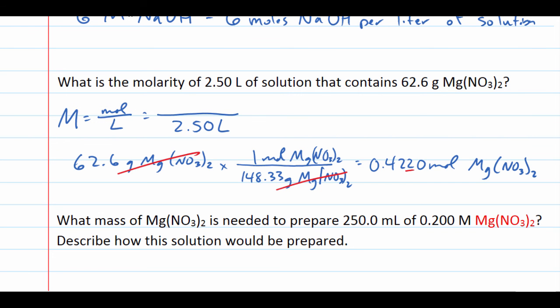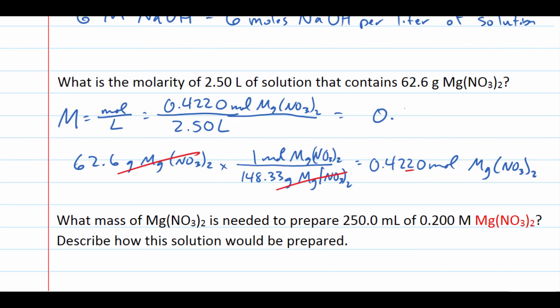Well, then if we want to find the molarity, we now know the number of moles. We can go ahead and plug this in right here. We've got 0.4220 moles of the magnesium nitrate. Divide that by the 2.50 liters, and we wind up with an answer of 0.